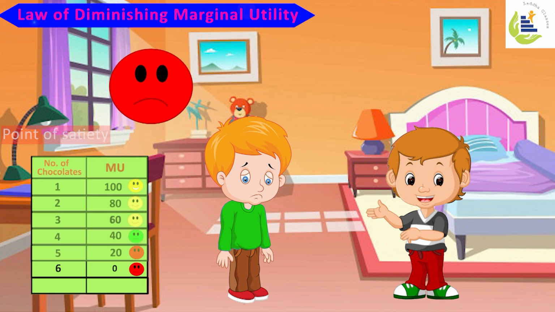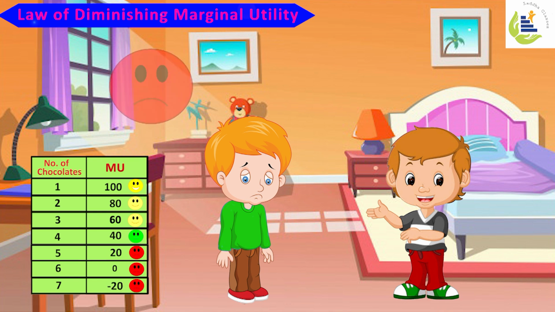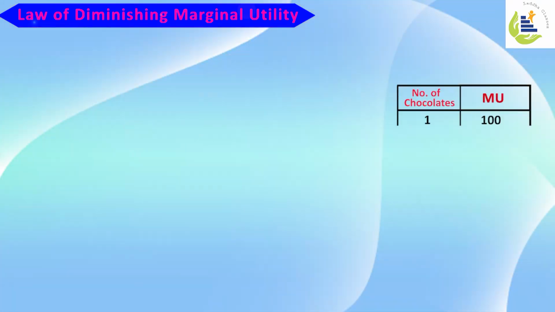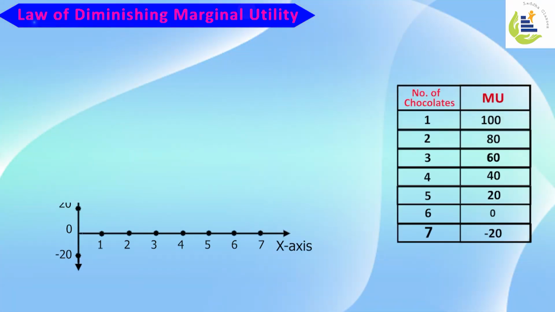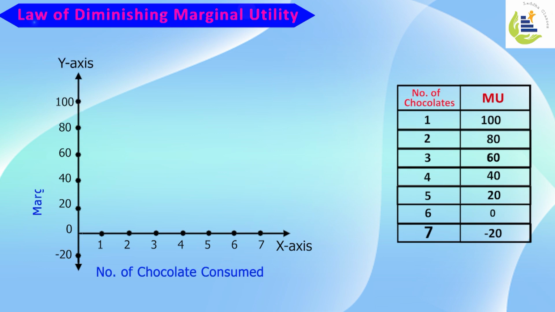After that, when I pushed for the seventh chocolate, what happened? Instead of becoming satisfied, he became dissatisfied. So instead of creating extra utility, it was disutility. And with the seventh chocolate, the marginal utility further came down and became negative. So what do we understand from this graph? Let's say on this graph, there is the x-axis and the y-axis. On the x-axis, there are the number of units consumed. On the y-axis, there is the marginal utility.